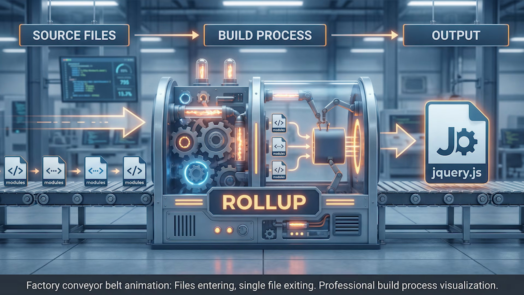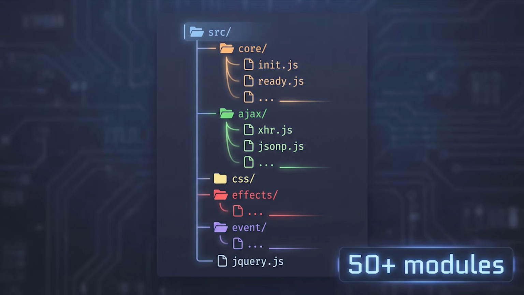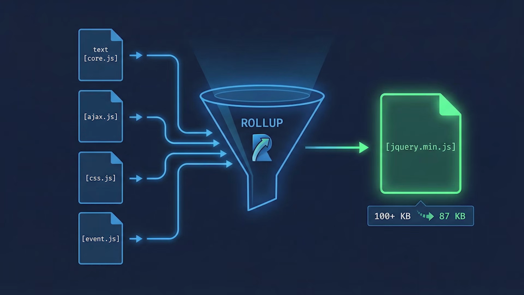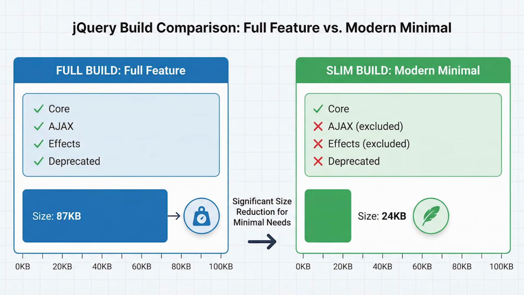Let's peek behind the curtain at how jQuery itself is constructed. jQuery isn't written as one giant file. It's composed of dozens of modules: the core module for object construction and utilities, the AJAX module for AJAX functionality, CSS for manipulation, the effects module for animations, the event module for event handling, and many more. The build system uses Rollup to bundle these modules together. But here's the interesting part. There is a slim build of jQuery that excludes AJAX functionality, animation effects, and deprecated methods.